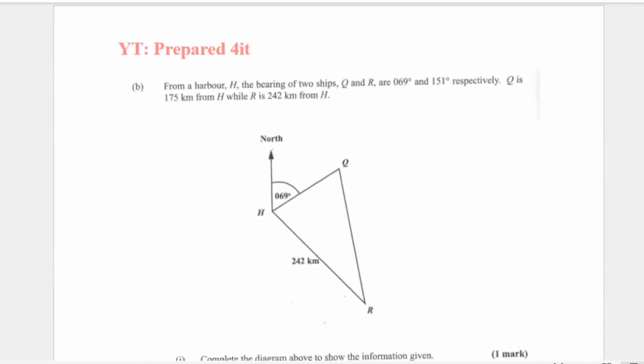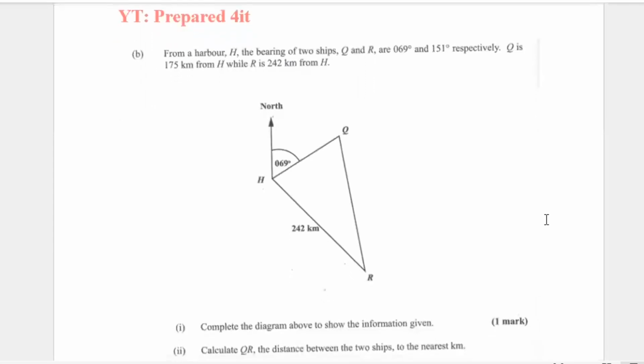And now we are on to the famous bearings. So this says, from a harbour H, the bearing of two ships, Q and R, are 69 degrees and 151 degrees respectively. And Q is 175 kilometers from H, while R is 242 kilometers from H. And part one of the question says, complete the diagram to show the information that was given.